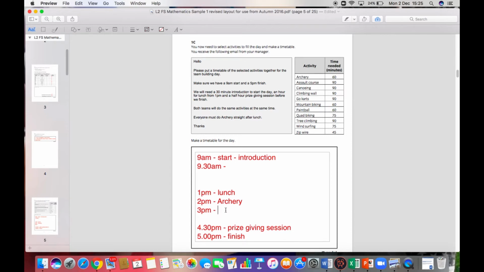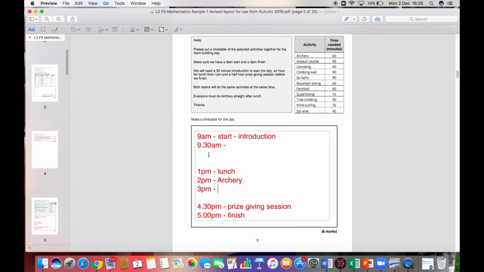We then need to pick the other activities that everyone's going to do and make sure that they fit in around this time. So we have 3.5 hours from 9:30 until 1 p.m. So we can fit in quite a lot in that time. And then here we only have an hour and a half until the prize giving session. That's actually 90 minutes.